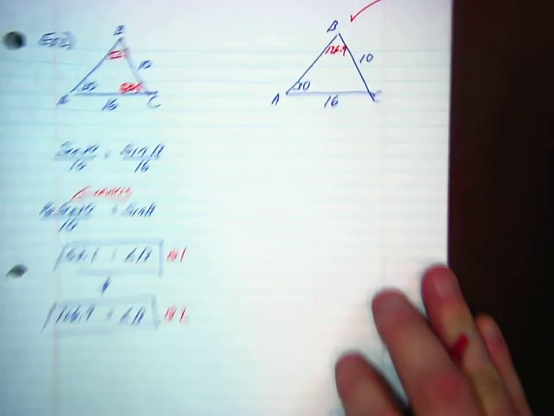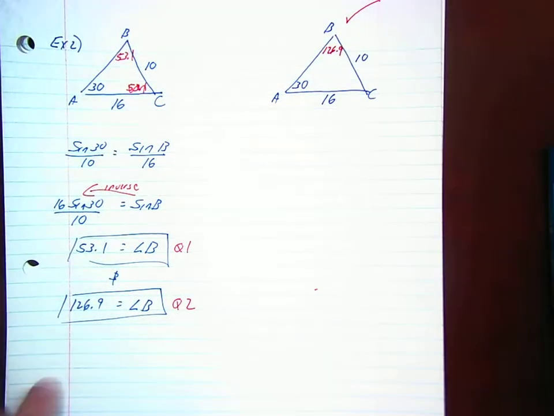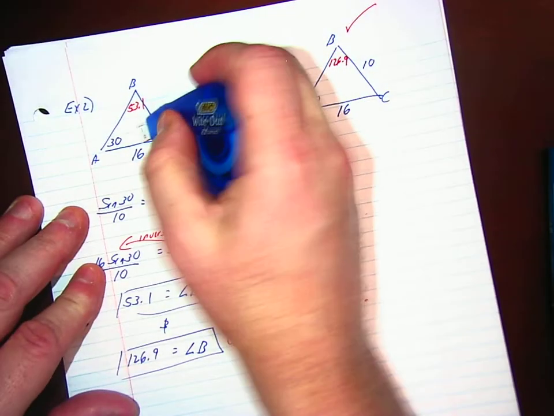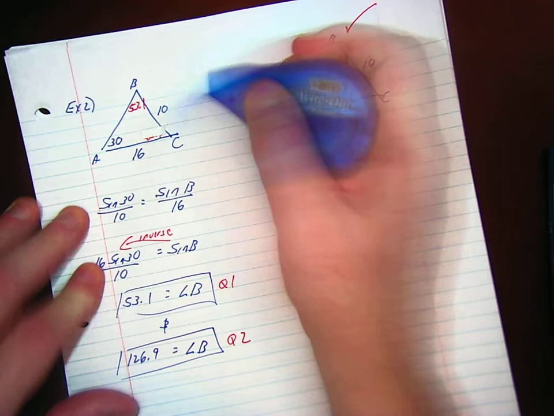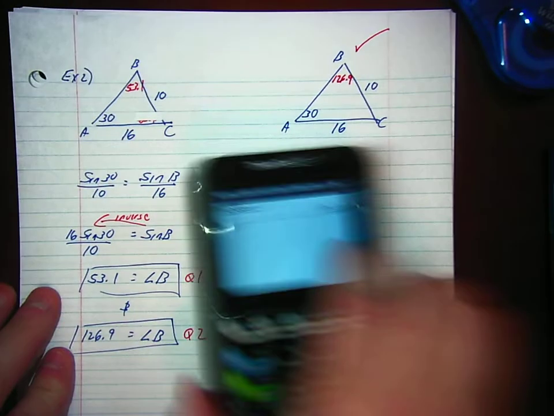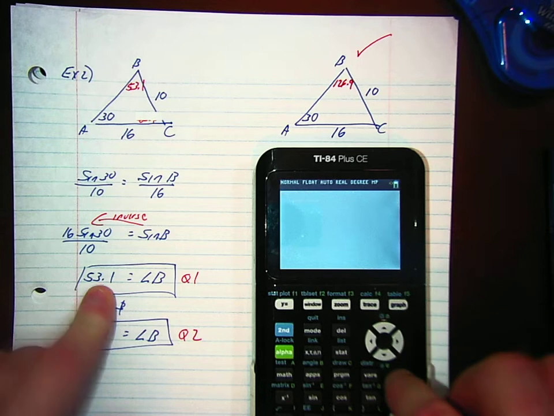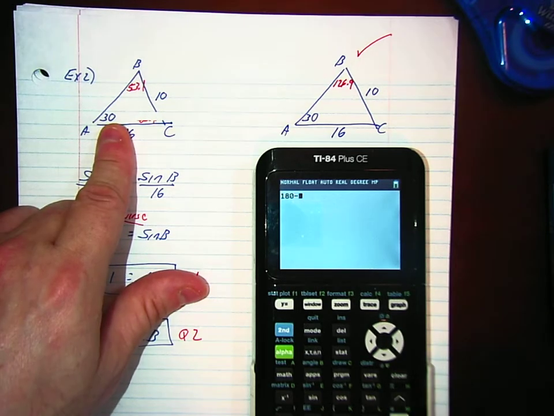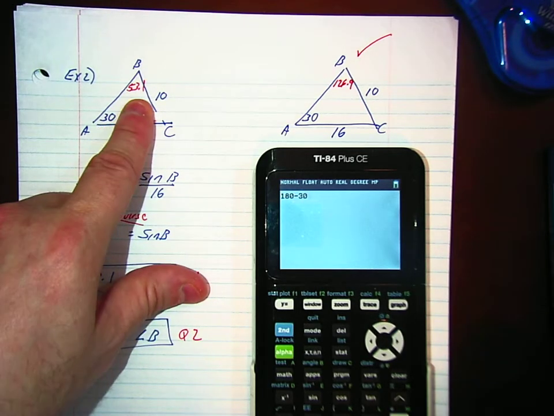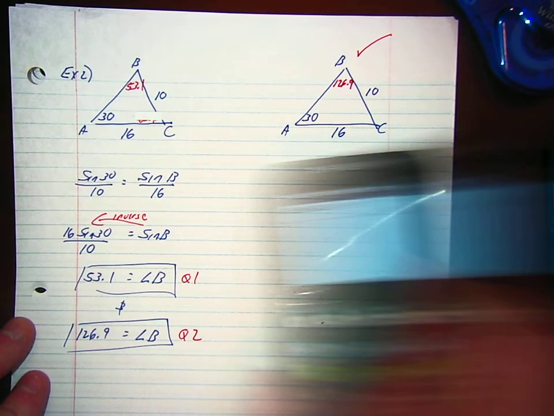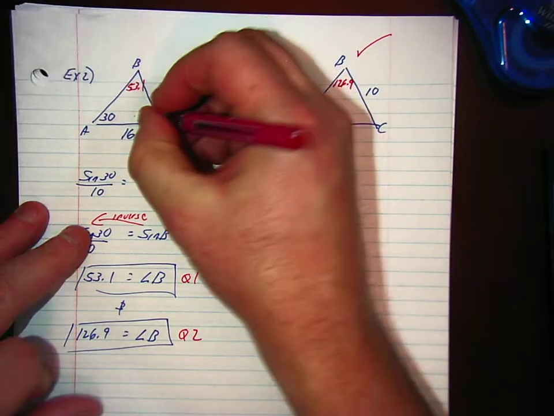So this one right now, I can finish here. Okay, so I'm going to finish the original problem. Don't get sidetracked with this guy yet. So over here, at 180, subtract away this 30, subtract away this 53.1. That gives you 96.9. So that's your last angle, this angle right here.